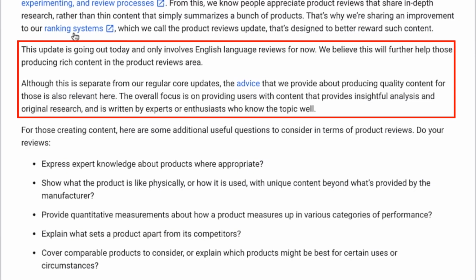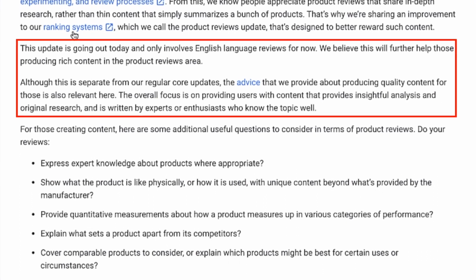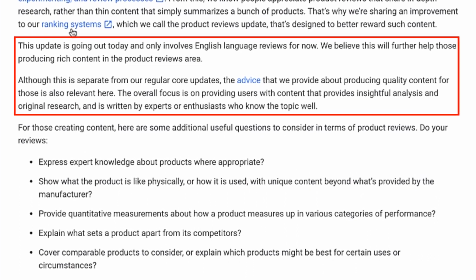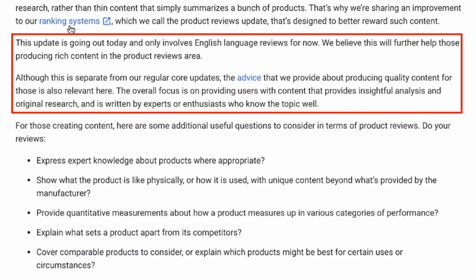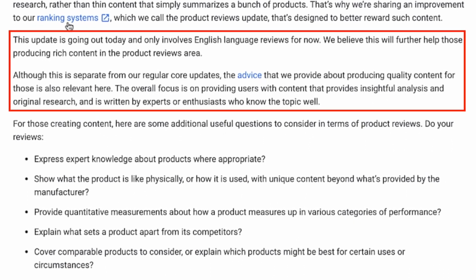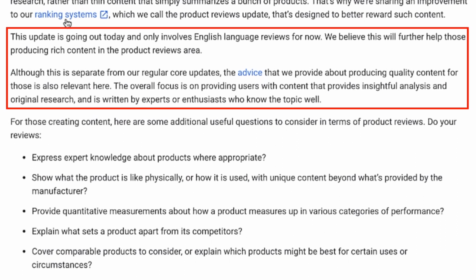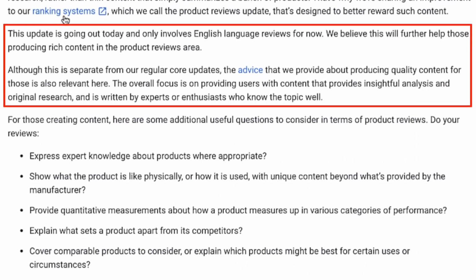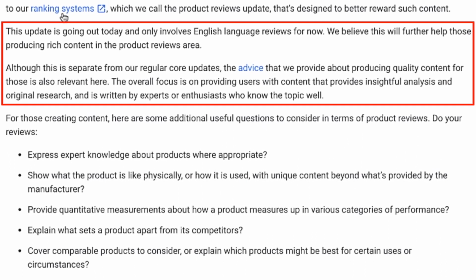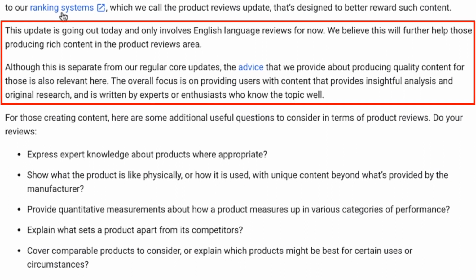So it says this update is going out today and only involves English language reviews for now. We believe this will further help those producing rich content in the product reviews area. Although this is separate from our regular core updates, the advice that we provide about producing quality content is also relevant here. So all of the general information that you've received over the previous core updates about producing high quality content is still relevant now.